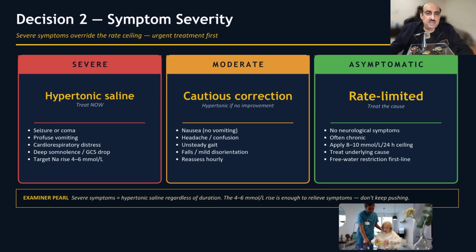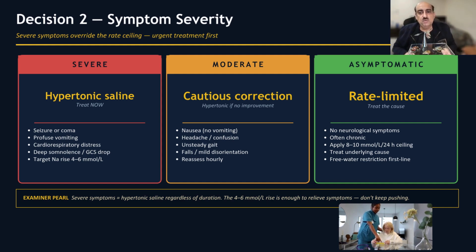The asymptomatic patients, which will form the bulk of our patients on the wards, especially the medical wards, are patients who barely have any neurological symptoms, and these are the chronic hyponatremia patients. In this situation, monitoring, assessment of the underlying etiology and causes, and drug history are more important than the actual correction of sodium as such. However, if really indicated or needed, then a target of 8 to 10 millimoles is recommended.